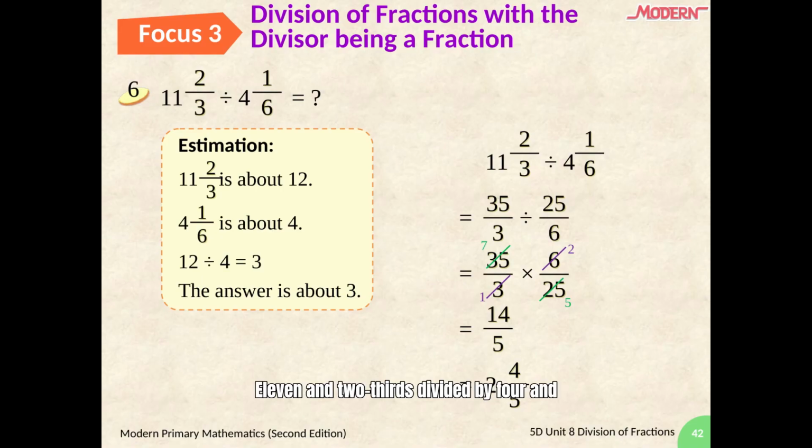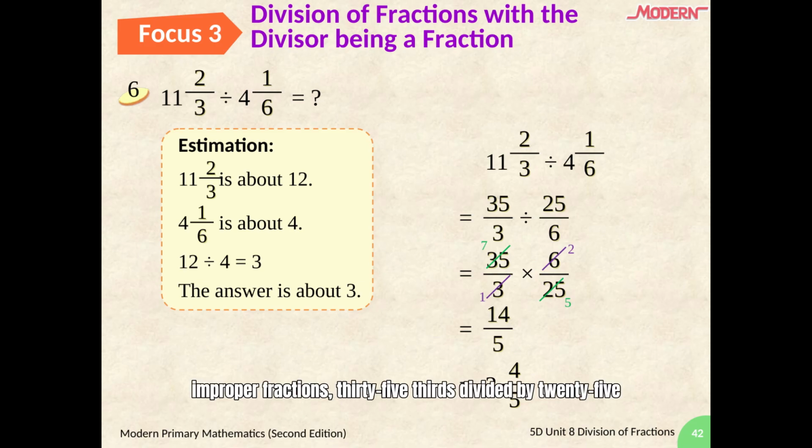11 2/3 divided by 4 1/6. Stop. Put on your goggles. 11 2/3 is basically 12. 4 1/6 is basically 4. 12 divided by 4 is 3. That is our target. Now, look at the math mission.